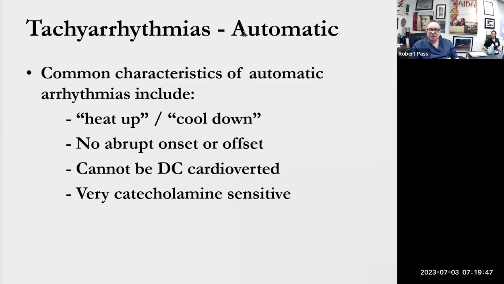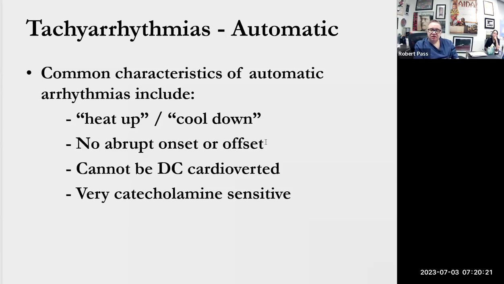So what are some common characteristics of automatic arrhythmias? First of all, they typically heat up and cool down. They are not abrupt onset and offset. This is where having access to the telemetry when you're assessing perioperative or in-hospital patients' arrhythmias is very useful to look and see what the heart rate trend looks like, because the absence or the presence of an abrupt onset and offset can be very useful diagnostically.